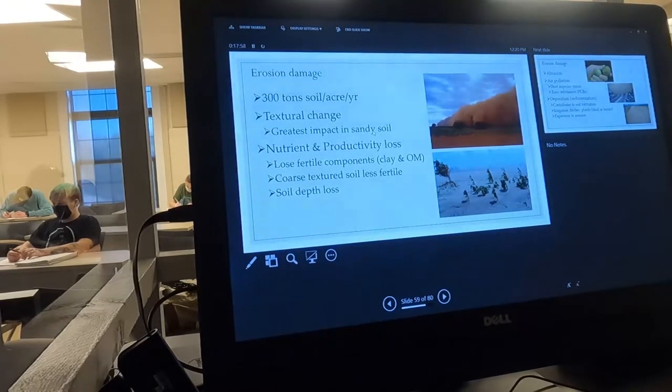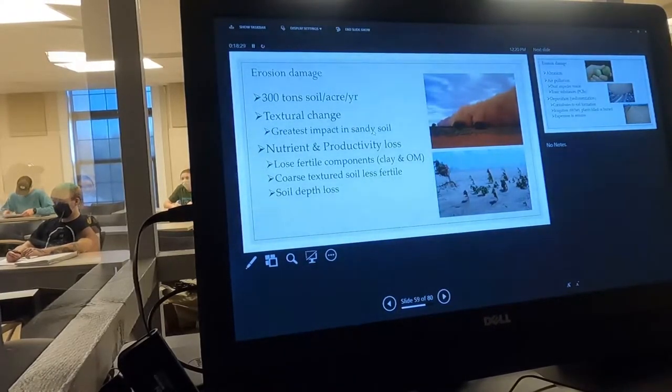Wind erosion is going to impact our soil texture because we're moving soil particles. When we move soil particles that have nutrients attached to them, we're moving our nutrients as well, which is going to decrease productivity. We're also moving our finer textured soils because they're lighter and therefore can be suspended in the air. And when we do that, we are left with coarse textured, less fertile soils. And we are also losing our soil depth.